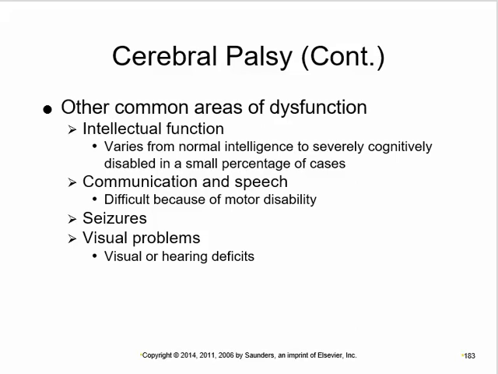There can be intellectual, cognitive disability, but it doesn't happen very often. Difficulty, excuse me, in communication or speech. Very common for seizure disorders to kind of overlie this. Visual and hearing deficits, again, depends on the part of the brain that is damaged.